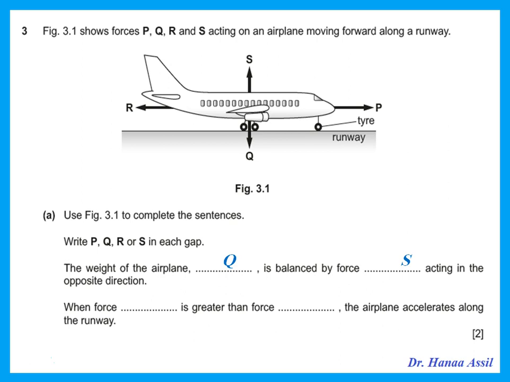So I want the plane to move faster. Can you see the direction of the arrows? One of them is going to be P and one of them is going to be R. Now, if I want this plane to go forward faster, then P is greater than R. In that case, the airplane accelerates. That means the speed increases, you should know that, along the runway.